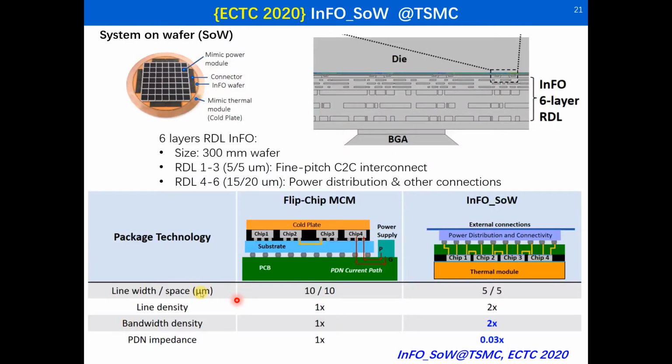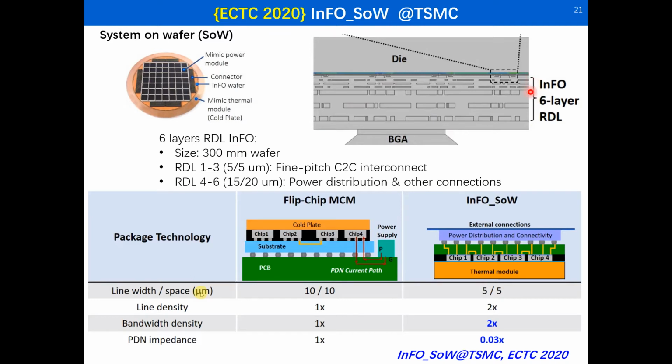In the following part, we will show some package structures related to fan-out from this year's ECTC conference. This one is system on wafer from TSMC. That is, the molded wafer is the system with different modules, and there are 6 layers of RDL.